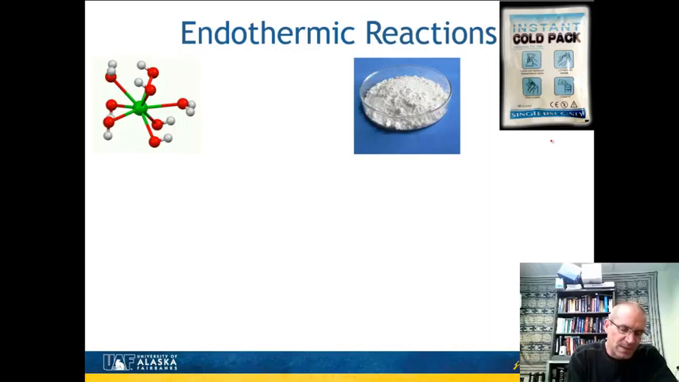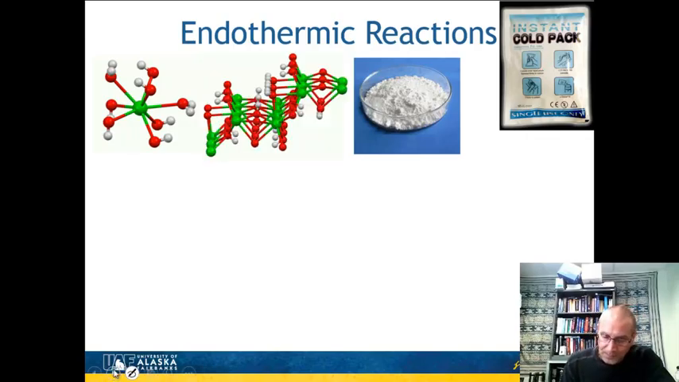You've probably seen these chemical cold packs before, where you break a little bag inside the bag and the thing gets cold. That's an endothermic reaction, meaning it consumes energy. As it goes forward, it gets colder. And why does that happen? This is what's inside these cold packs. This right over here is barium hydroxide.